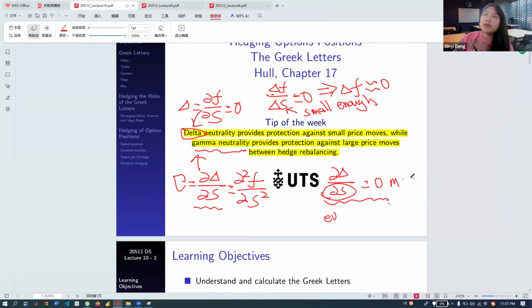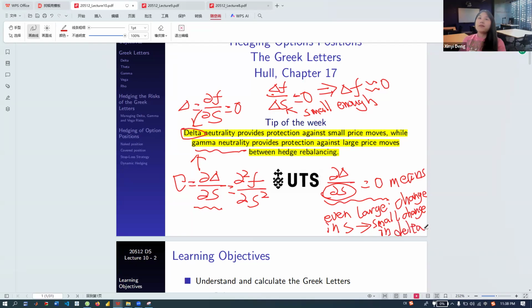So let me write here. This equal to 0 means even large changes in S will only lead to small changes in delta. That's exactly what we want, right? Since we don't want frequent rebalancing.